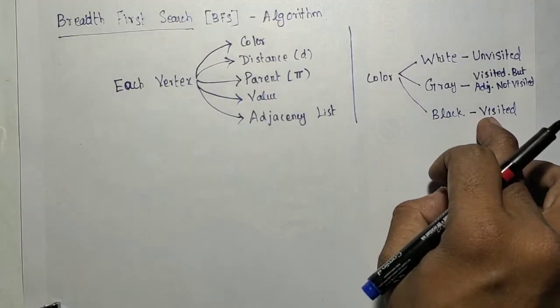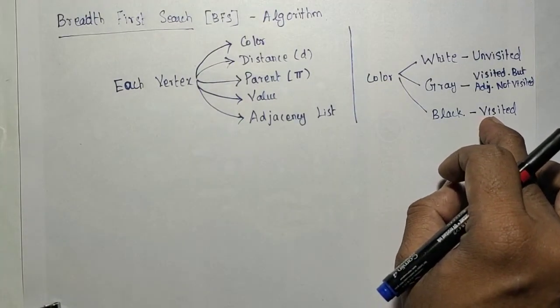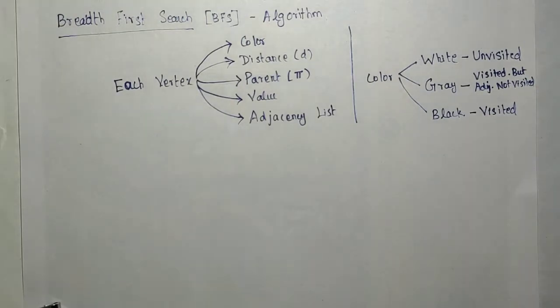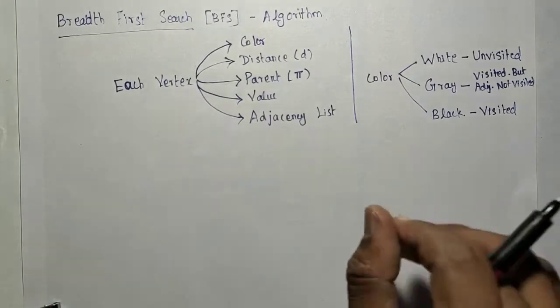Visited here means that the node and all the adjacent nodes of a particular node get visited. Okay. So that is black.